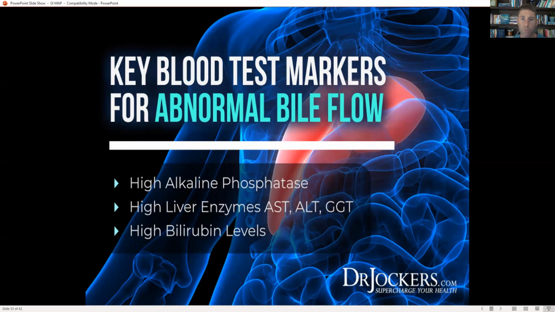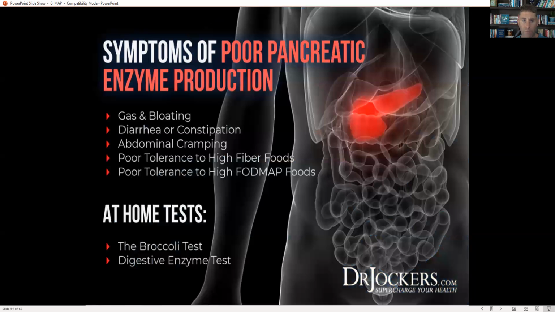Key blood test markers for abnormal bile flow: high alkaline phosphatase. That should be roughly between 60 and 90. If it's up higher, up over 100, unless you have a broken bone, because it's also a marker for healing bones, or if you're a child that's growing, that could be a sign of some sort of issue in that gallbladder area. High liver enzymes, so AST, ALT, or GGT, and then also high bilirubin levels as well. All signs that could point to poor bile flow.